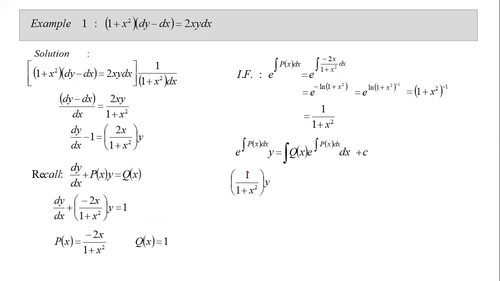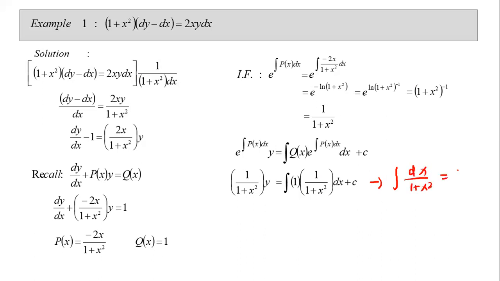So you will have 1 all over 1 plus x squared times y equals, you just simply replace q of x by 1 and then copy the integrating factor and then you just simply affix the x equals the integral of 1 times 1 all over 1 plus x squared dx plus c. Okay? And then to integrate this part, you can now write this of the form integral of 1 times 1. So just simply 1 and then dx all over 1 plus x squared.